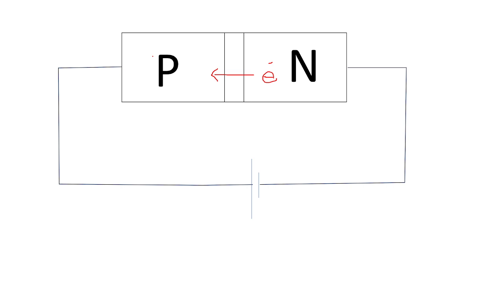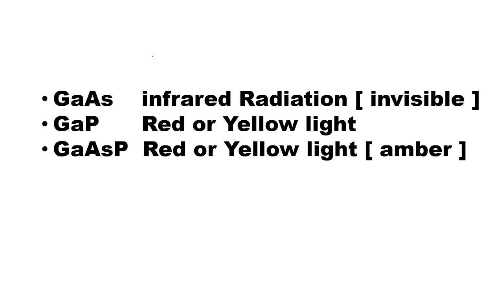A light emitting diode can be made up of following materials, and the light emitted by the following materials is given. For example, gallium arsenide emits infrared radiation, gallium phosphide emits red or yellow light, gallium arsenide phosphide emits red or yellow light. LEDs that emit blue are also available, but red is the most common.